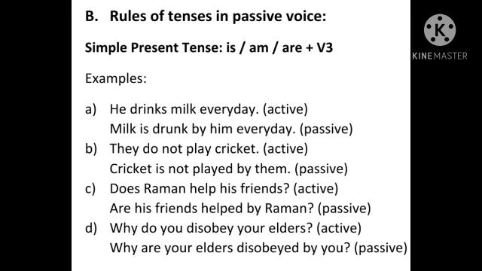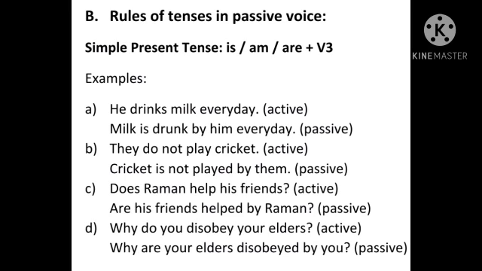So in passive voice, is, am, are with the object milk. Now the verb used will be is. Milk is, then the third form of the main verb, that is drink. Milk is drunk. He will be converted into him. Milk is drunk by him every day.